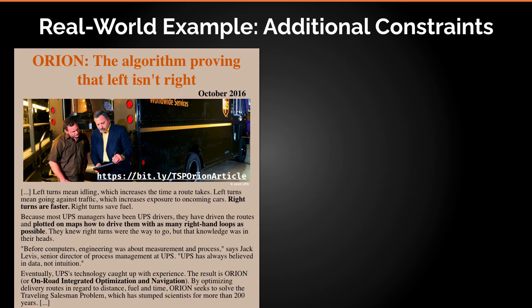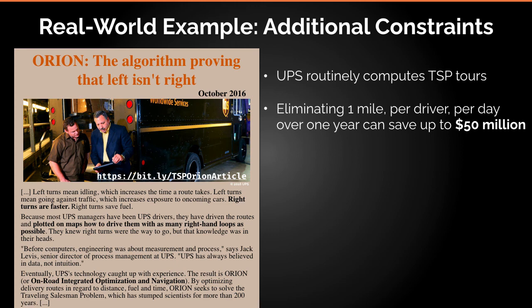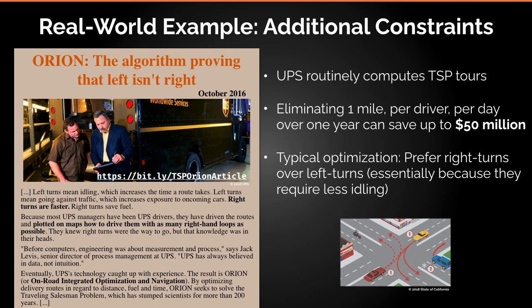So for instance, a couple years ago, an article came out, a press release from UPS that was really proud to explain that they use some TSP algorithm in their systems to make deliveries. And it really saves them a lot of money. To give you an example, eliminating just 1 mile per driver per day over 1 year can save them up to $50 million.